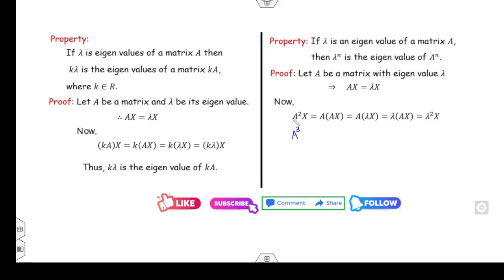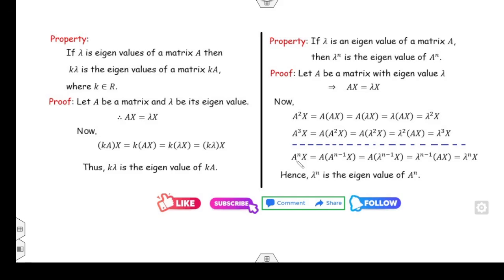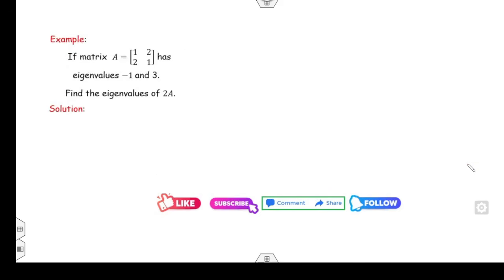Similarly, I can pre-multiply this by A. So it's A cube, and I can write it as A of lambda square X. Again, I can take lambda square outside. It is A of X. Again, I can substitute AX is lambda X. It is lambda cube X. So therefore, lambda cube is the eigenvalue of A cube, and so on. Similarly, you can find A4, A5, and in general A raised to power n. Lambda n is the eigenvalue of A raised to power n.